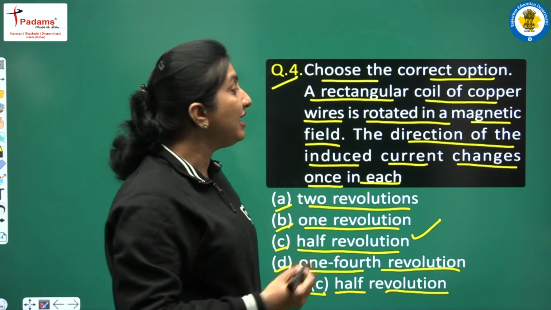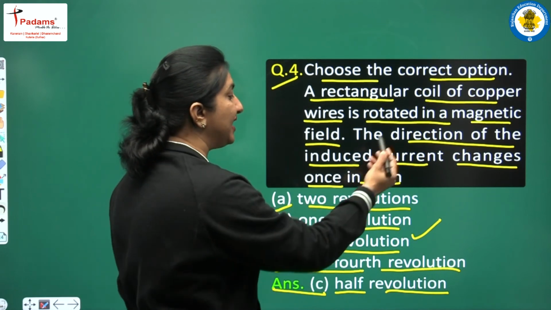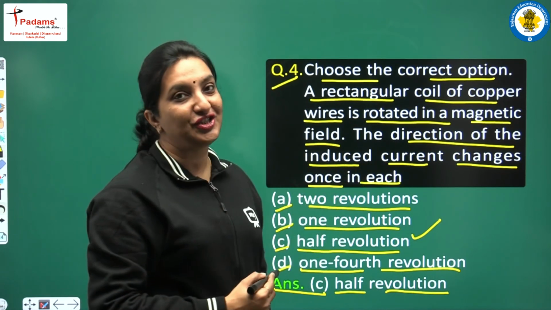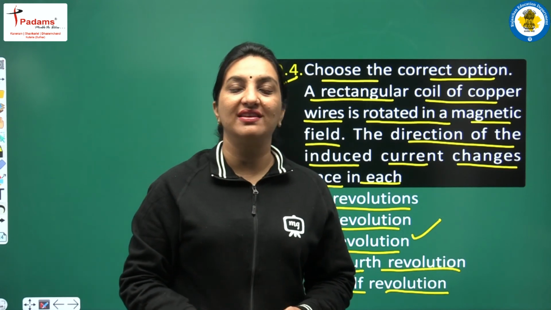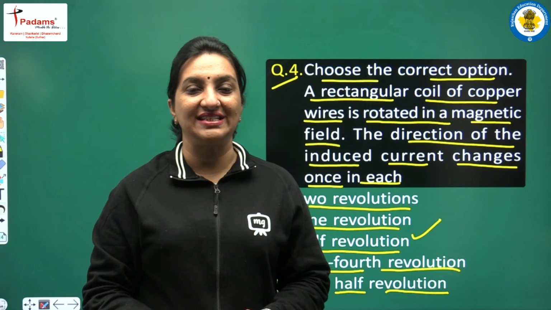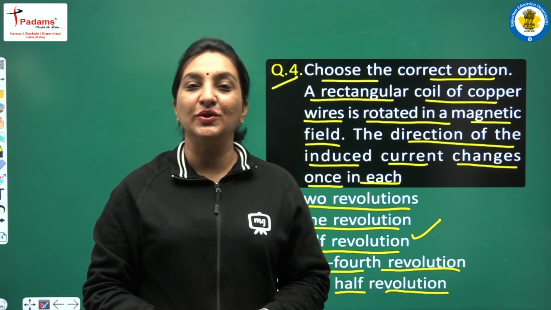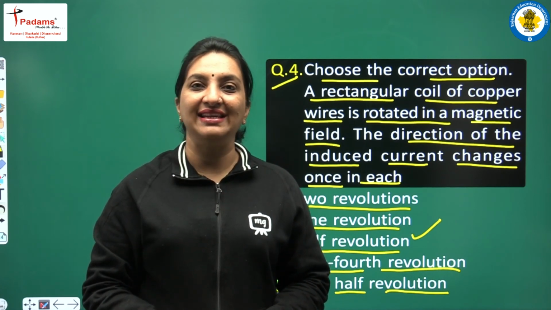So, after every half revolution, the direction of the induced current changes. So, students, today we have completed the topic AC generator and DC generator. So, for the next video, stay safe, stay healthy, bye.